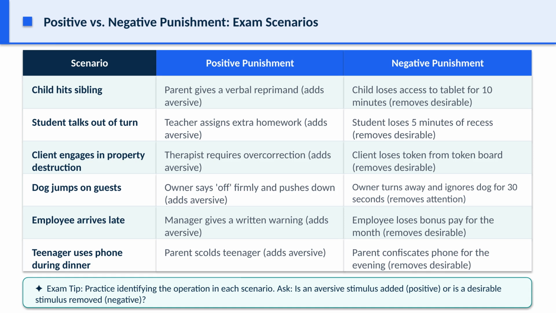For exam questions, always ask, is something being added or taken away? The consequence's effect, decreasing behavior, is the same, but the contingency differs. Master this distinction, and you'll handle punishment questions with confidence.